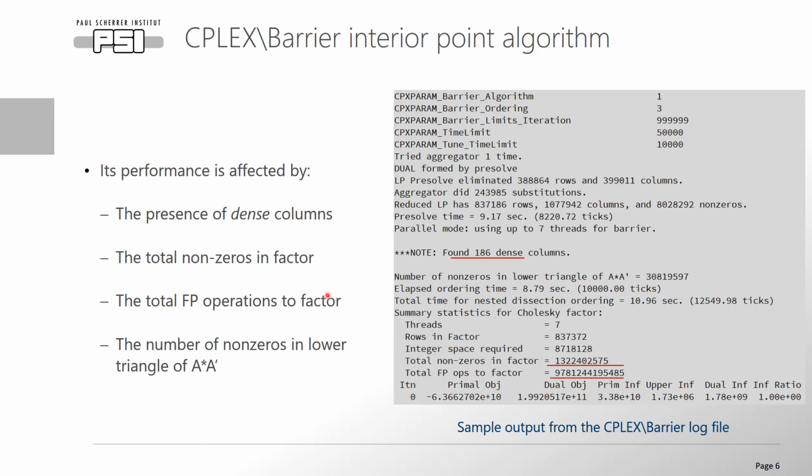Okay. Then we have the number of dense columns, the total non-zeros in factor, the total floating point operations to factor, and the number of non-zeros in the lower triangle of A multiplied by A transpose. I will go through all these points in this presentation, but these are the numbers we should look at when we get this barrier log, to get a feeling if our model is going to take a lot of time. So it's these 1, 2, 3, and 4 numbers here, which are very important.